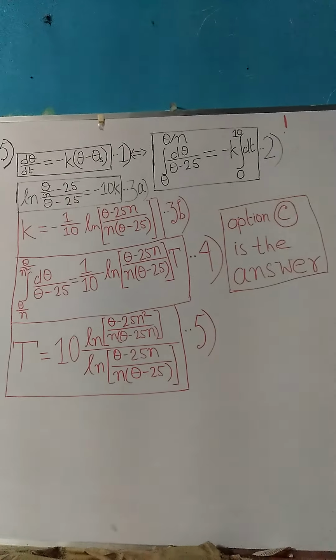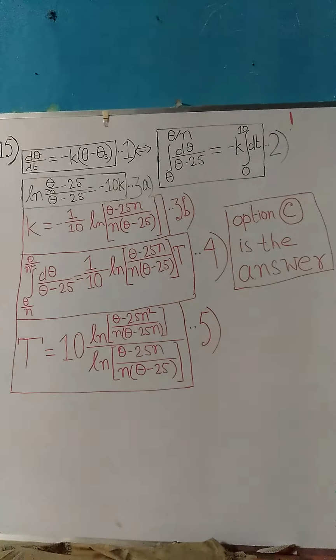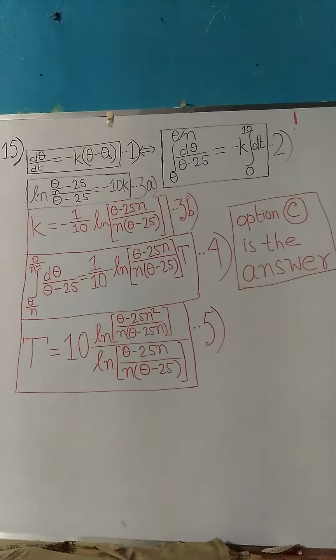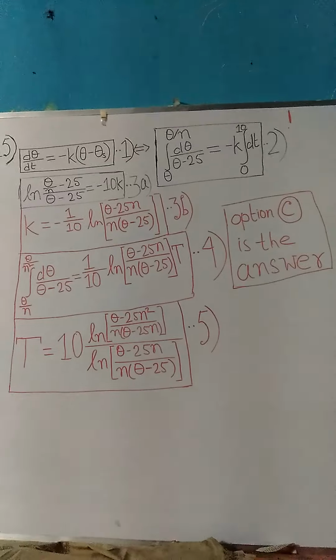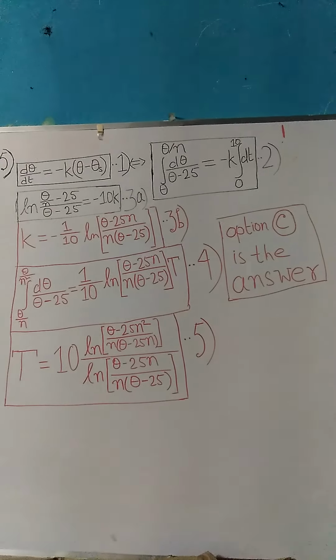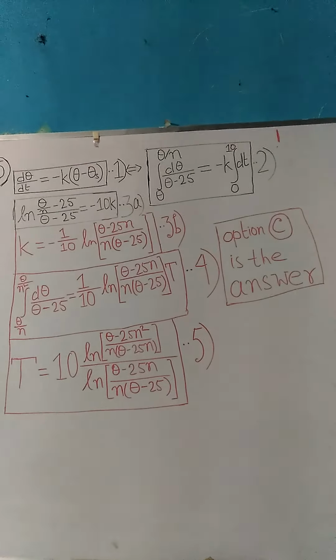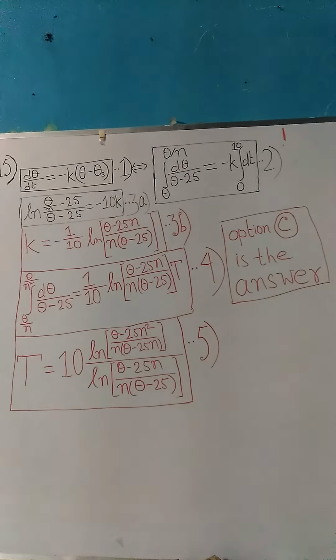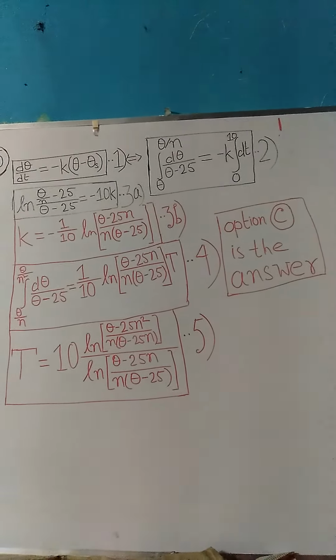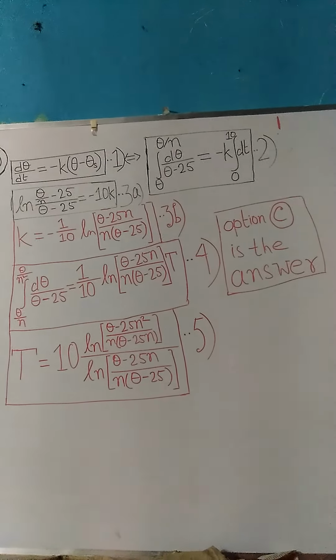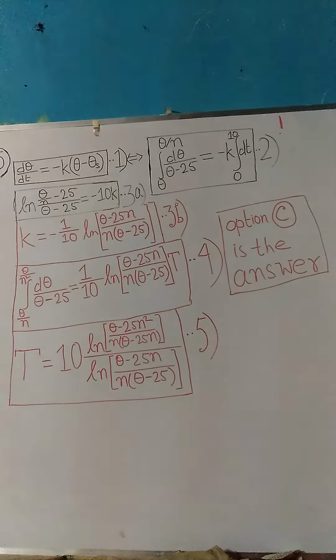Mathematical statement of the law is given in equation 1. Please see that on the top of the board, left corner. In that equation, K is a constant of proportionality to be determined and negative sign signifies loss of temperature of the body to the surrounding at temperature theta s, which in this case is 25 degrees centigrade.